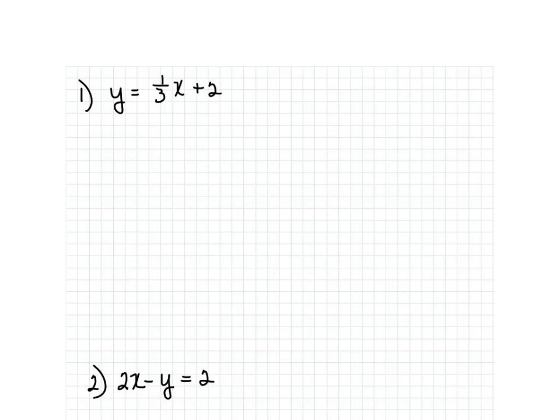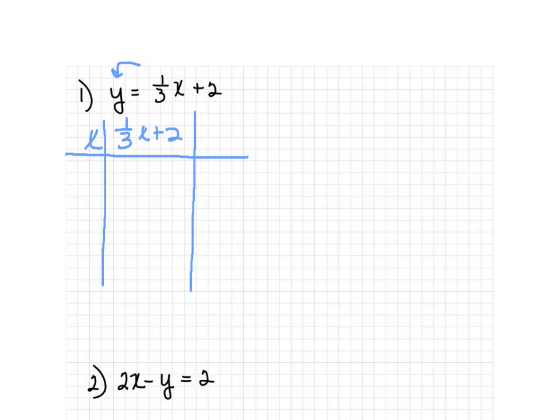Number 1, y equals 1/3 x plus 2. So step number 1 was isolate y if necessary. Well, notice with me that it's not necessary because y is already isolated in this case. So we don't need to do step 1. Step number 2, we have to find x values. So here's what the table looks like. Your x values, 1/3 x plus 2 goes there. Your y values, and then your ordered pair goes there.